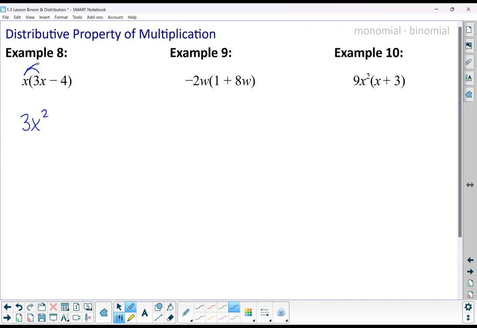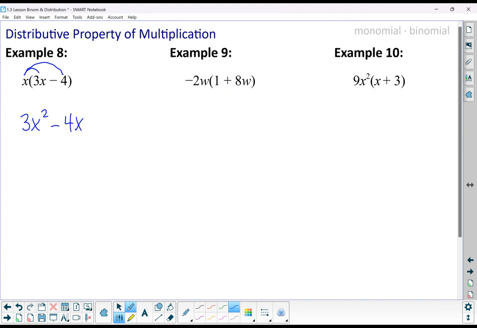And then I also need to multiply this negative 4 by x. So the x multiplies both terms in that binomial. And so I have the answer 3x squared minus 4x. Do try to just kind of mentally check to make sure your answers are in standard form.